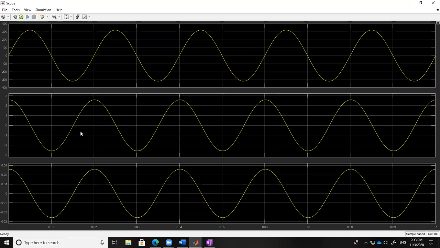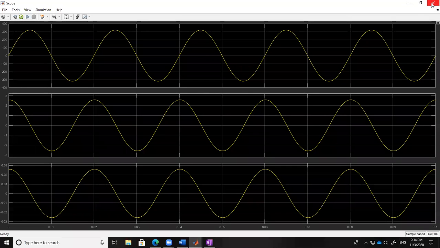Because we are supposed to get 300 volt. We are supposed to get 300 volt, right? And we are getting only 2 volt. That means our device is not working. And the current is also in milliamperes, which means the device is not working.